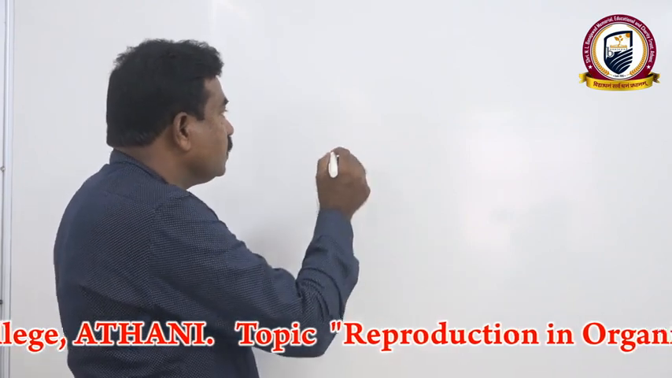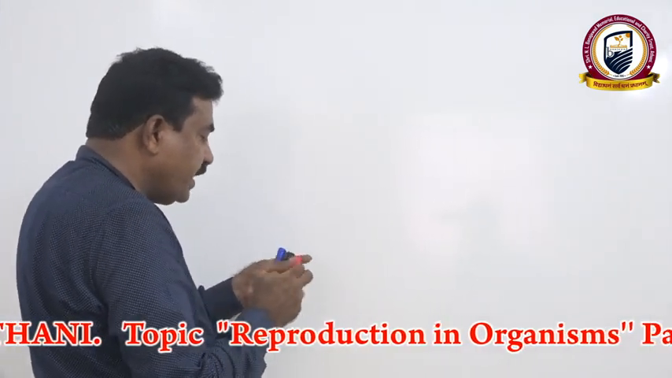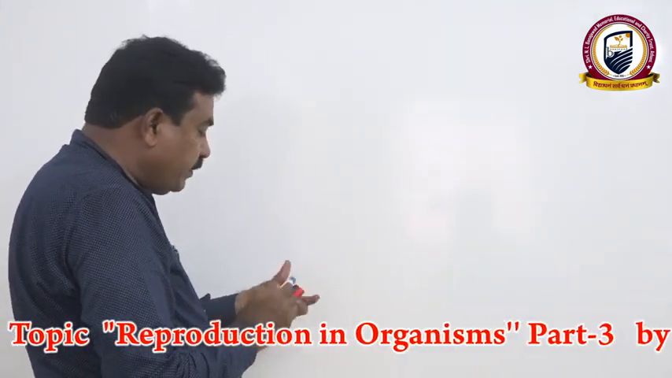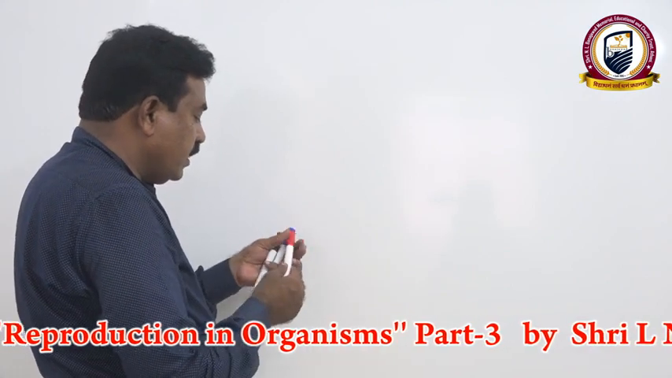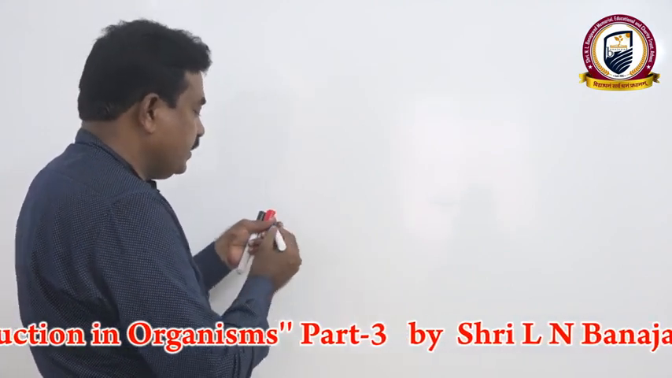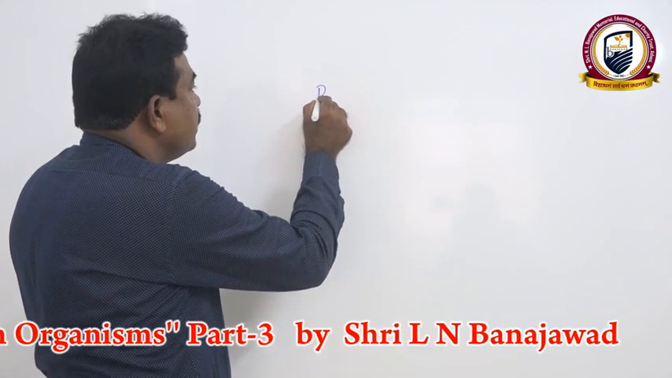There are four important subaerial stem modifications that play a very important role in vegetative propagation. In that, the first one is runner.